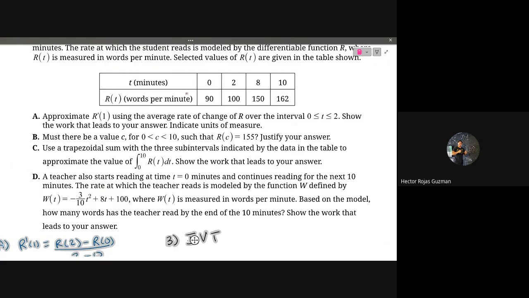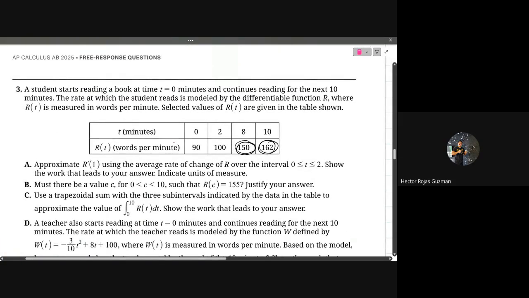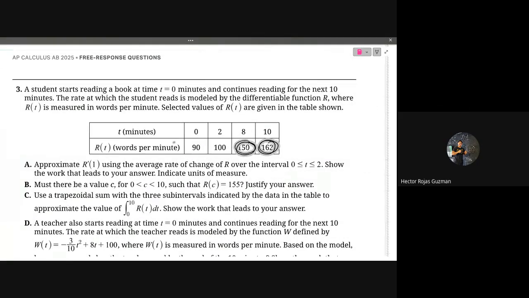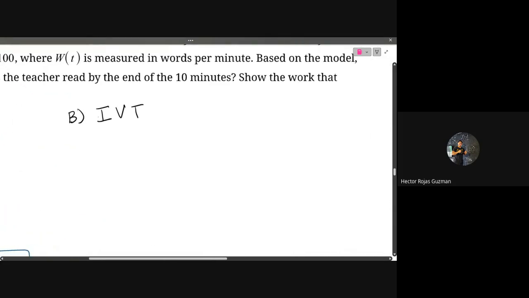Well, if you focus on R of 8 and R of 10, we have a lower bound and an upper bound. Because this function is, let's see, did they say it was differentiable? The rate at which the student reads is modeled by the differentiable function. Okay, sorry for all the glitches. Differentiable function. So yeah. All right. Here's my conclusion.